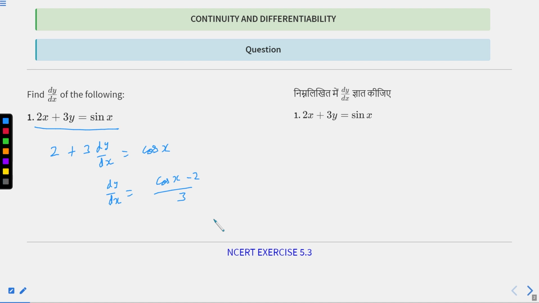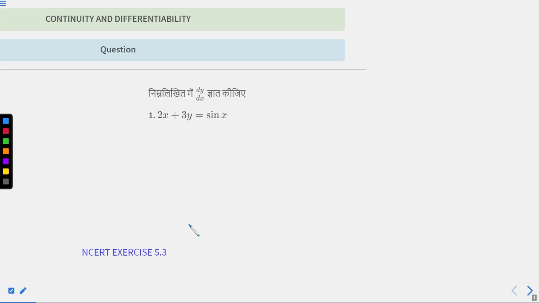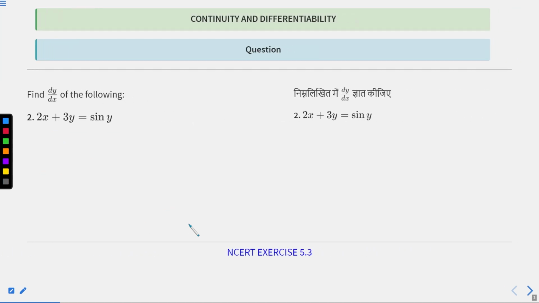So we just operated dy over dx to both sides, to the left side and to the right side, and you will get this, and after that you will write your dy over dx is equals to some expression in terms of x only, in terms of y only, or in terms of x and y together. Okay, I hope that it is clear. Okay, the first question, simple. So first few questions will be simple of this exercise, NCERT exercise 5.3.